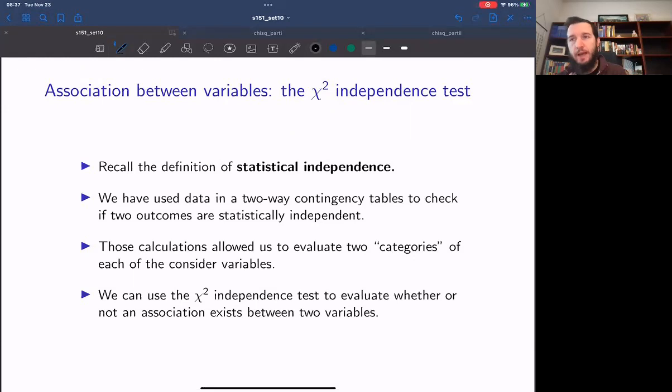The chi-square independence test, which is the second chi-square test, is the chi-square test for two qualitative variables. Now, what's nice about the chi-square independence test is that the data will always be in the form of a two-way contingency table. So whenever we see a two-way contingency table, we can automatically start to think this question might require me to use a chi-square independence test.